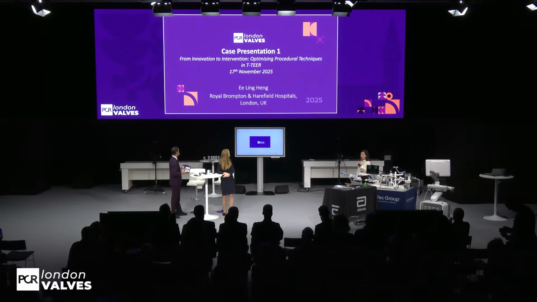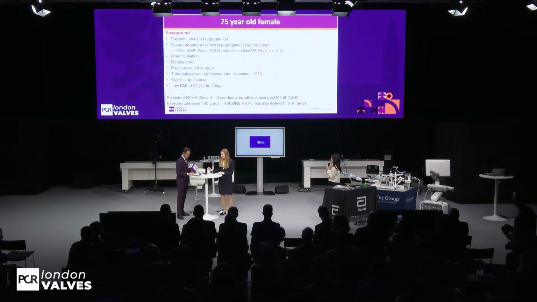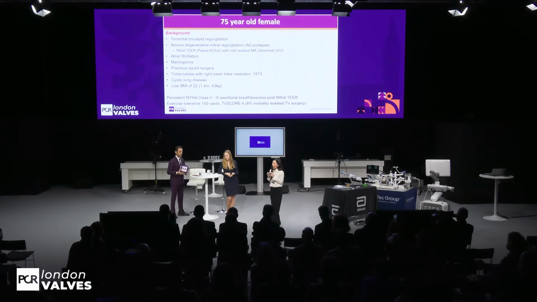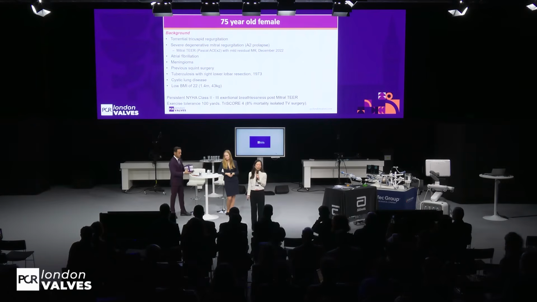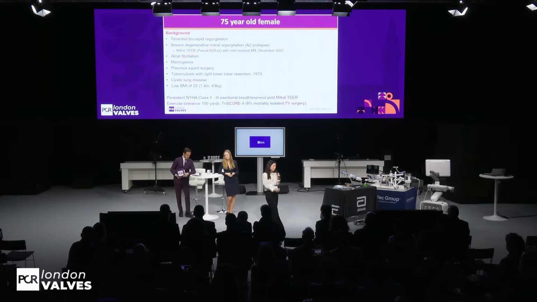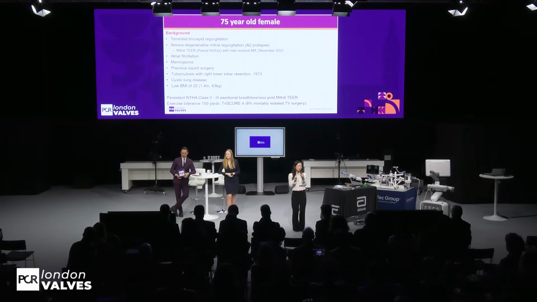Thank you very much for the introduction. I'm going to start us off to whet everyone's appetite with the first case. This is a 75-year-old female with a background of torrential tricuspid regurgitation. She also has severe degenerative mitral regurgitation with an A2 prolapse that we had already treated with two PASCAL ACE implants in December 2022. Atrial fibrillation, meningioma, she has a history of squint surgery and other non-cardiac comorbidities, but as you will see, she's quite petite, and so despite being 75, we didn't feel she was an ideal surgical candidate.